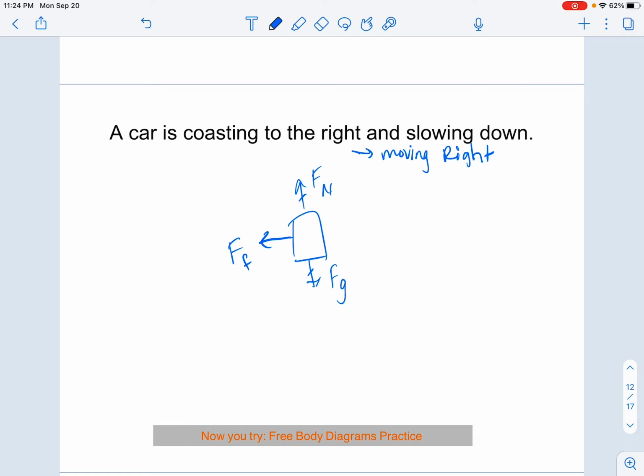Okay, so those are your examples for free body diagrams. Now you guys need to go and try the first page in your packet, which is free body diagram practice.